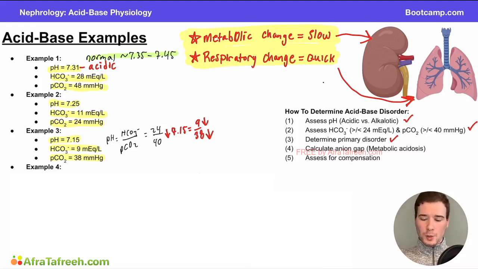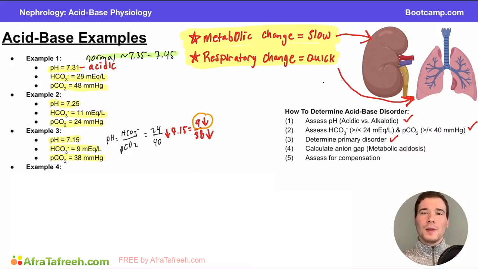Which one could reasonably be responsible for creating an acidic state in the body to decrease the pH? So similar to the last one, we can look at the bicarb first and see that 9 is quite low. And yes, this can cause an acidic state, right? If we're offloading our bicarb, that is going to cause more acidemia within the body. Then we can look at our PCO2 and say that this is decreased as well. And would we expect a decreased PCO2 to cause an acidic state?